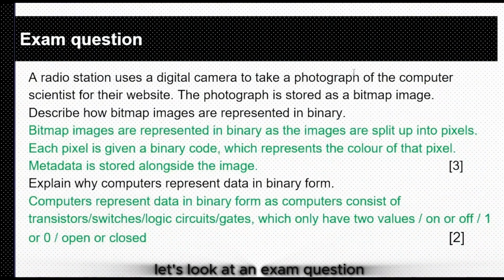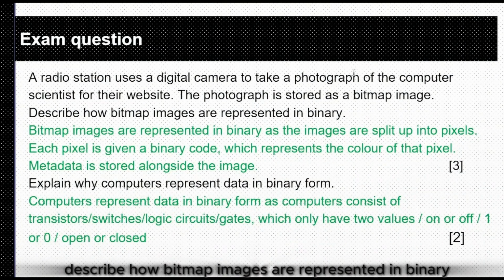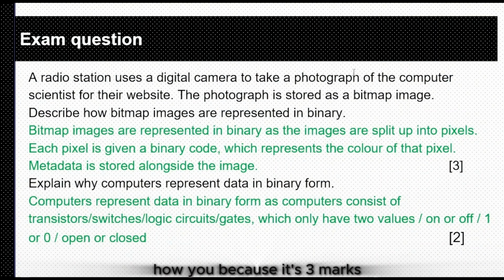Let's look at an exam question. A radio station uses a digital camera to take a photograph of the computer scientist for their website. The photograph is stored as a bitmap image. Describe how bitmap images are represented in binary. This is the answer because it's 3 marks, you have to write the detail.